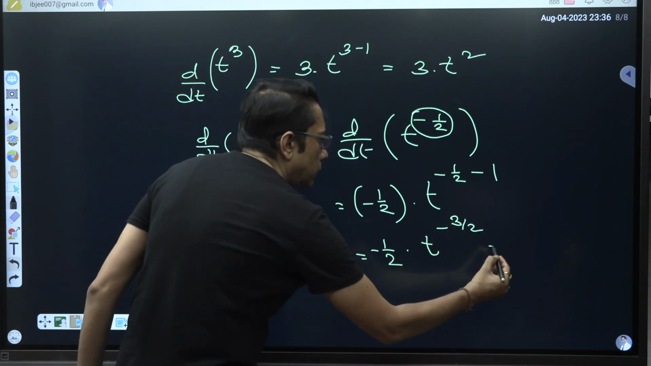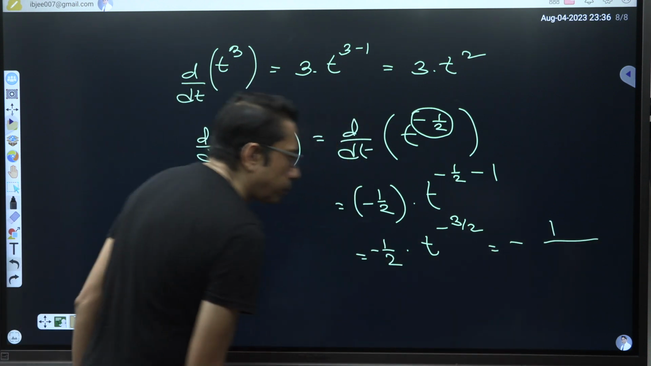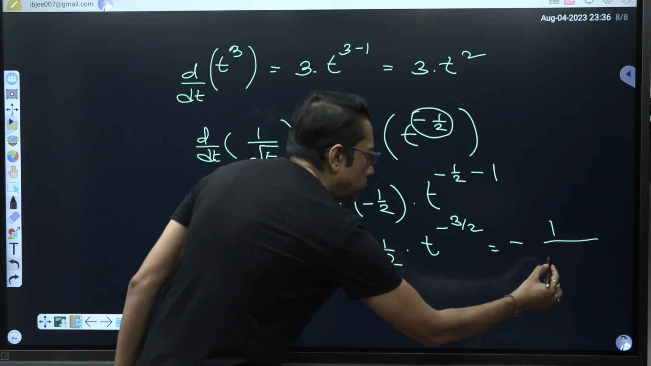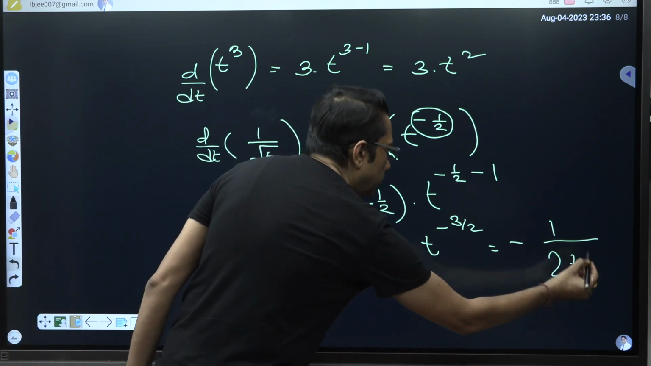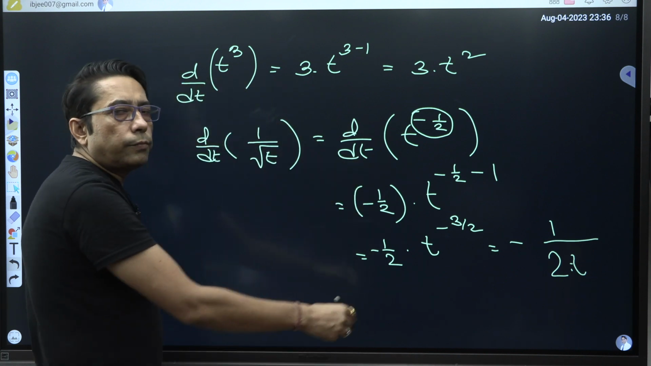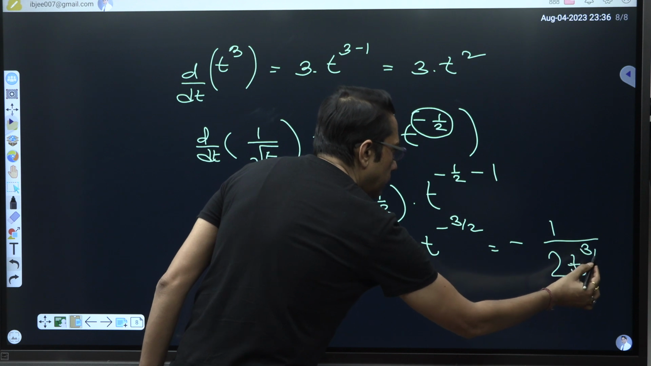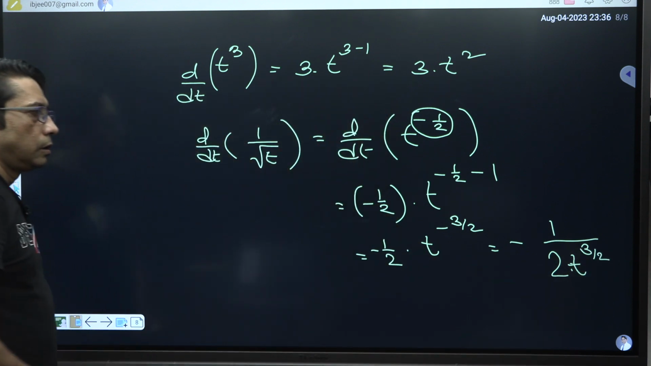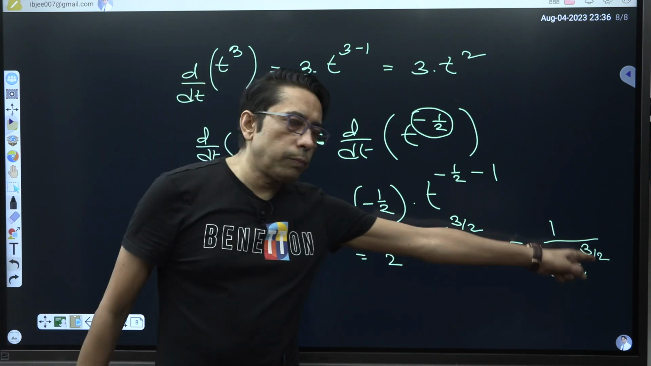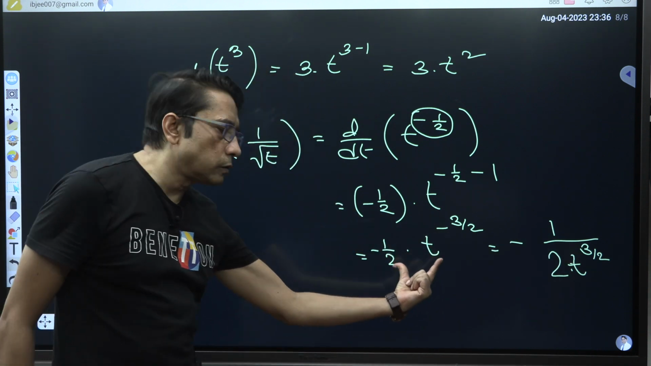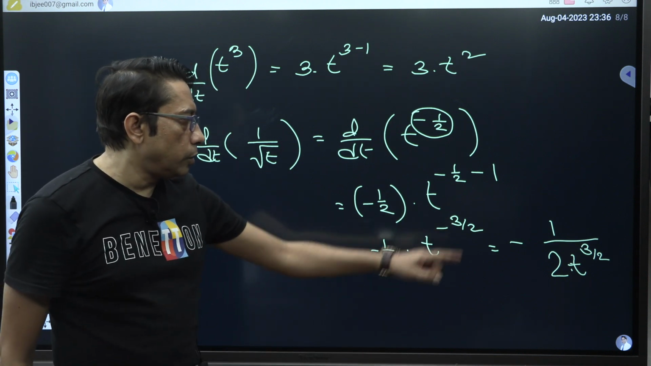So it becomes equal to minus 1 by 2 into t to the power... if you again bring that minus power like this, the minus power will vanish. So minus 1 by 2 into t to the power plus 3 by 2, or this much will also do. This is also the right answer: minus half into t to the power minus 3 by 2.